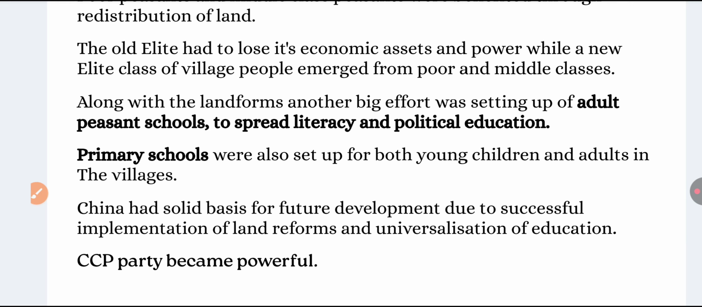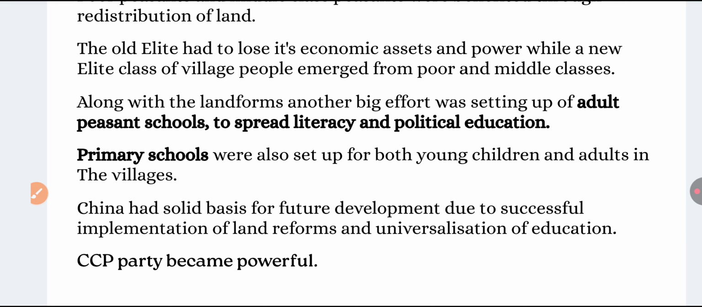After this, the CCP emerged as a powerful party in the country. The CCP ruled for many years, and it is the only party in China. No opposition parties are there in China. So this is about the Chinese Communist Party.